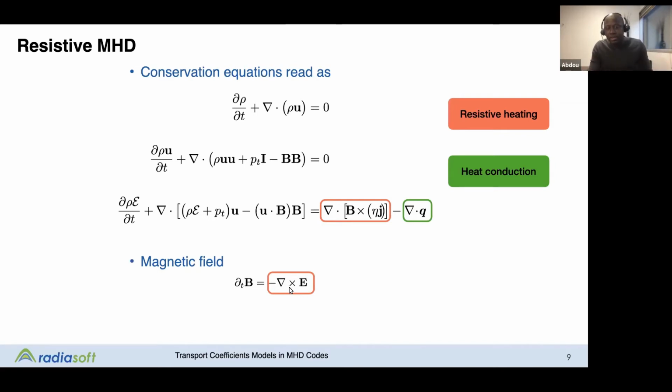And generally in MHD, you have to find a generalized Ohm's law. A way to do that is just by neglecting electron velocity. So electron inertia is neglected, and then you end up with a generalized Ohm's law for the electric field.